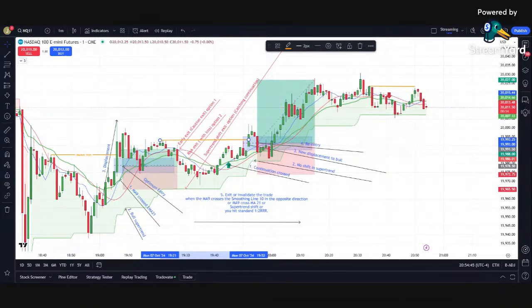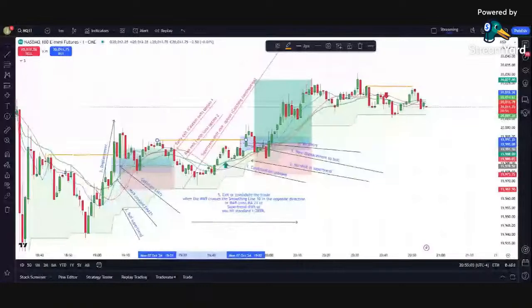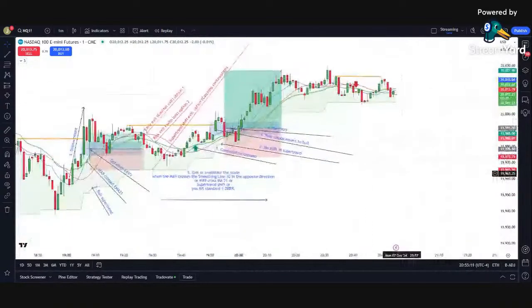So that's all, guys. I just wanted to show you this liquidity concept. I won't be trading today because tomorrow I'll be trading the New York session. Also, I'm sick actually, I have a sore throat, so that's why.